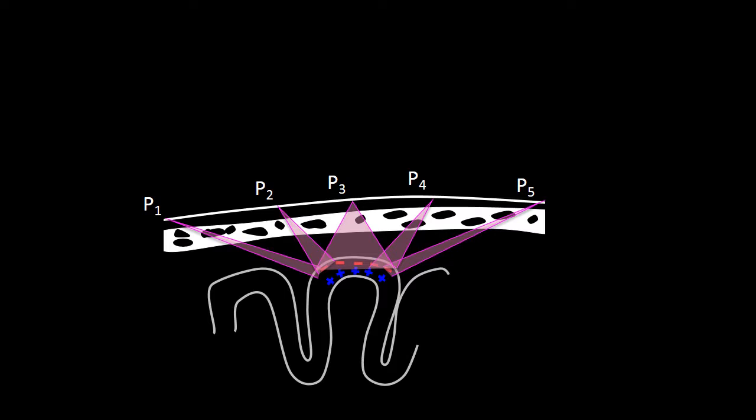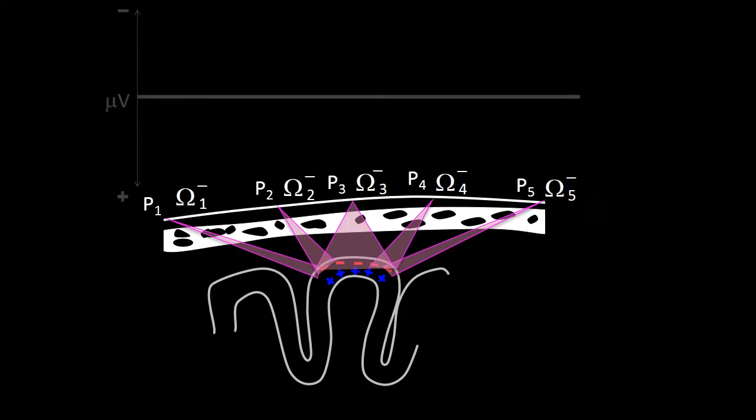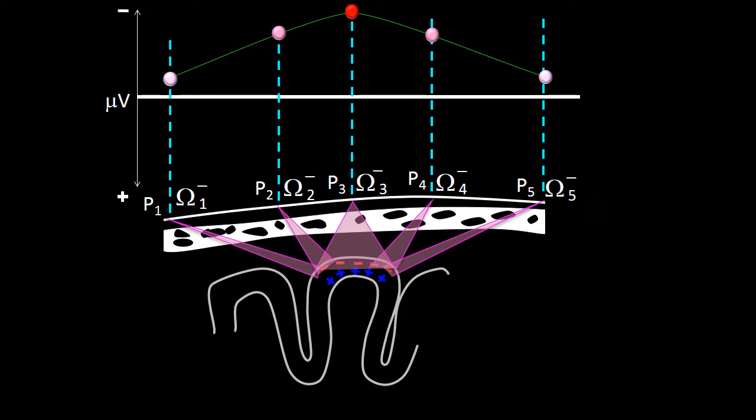The area of the cortex subtended by angles of each electrode is depicted in this frame. In this frame, I have added the letter omega and a number corresponding to each electrode, and also I have added the negative sign to each omega because all the electrodes are subtending the negative pole of the dipole. I have now added a potential line to indicate the magnitude of the field. The potential line is on your left, indicated by the double-headed arrow with a minus and a plus sign and the microvolt by the side. If we were to plot the activity as seen by the electrodes P1 to P5, we would get a bell-shaped curve.